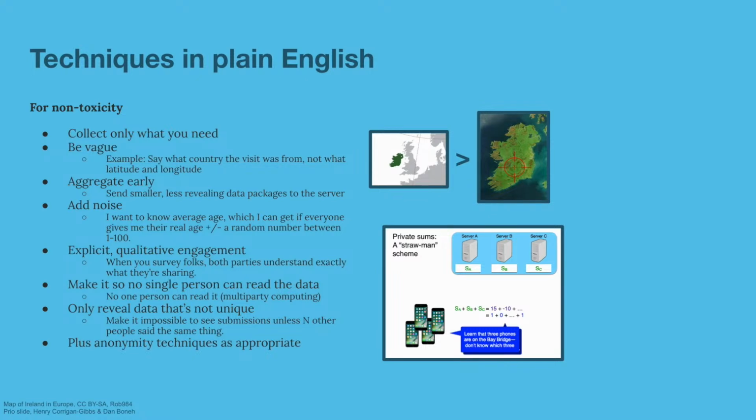There are also all the anonymity subjects we talked about earlier, which can be very powerful for non-toxicity too. The further you can disconnect the data you do have from the identities of the users, the less likely it is to come back at that user.